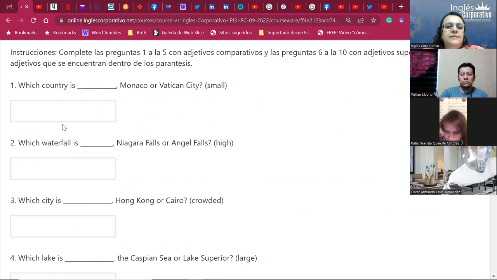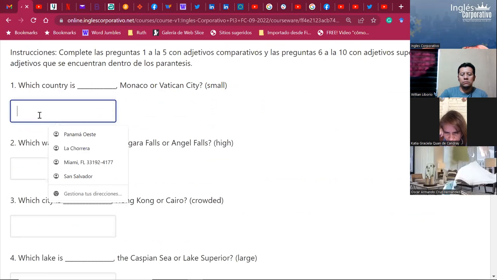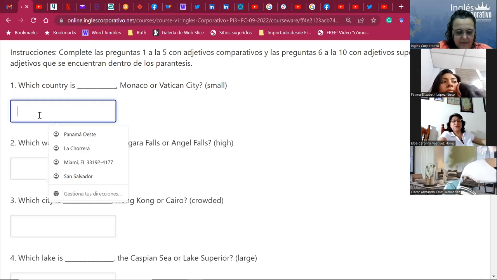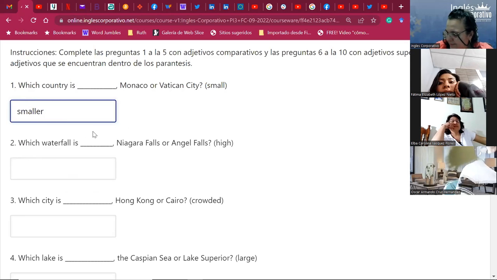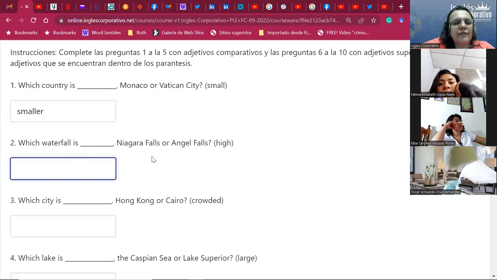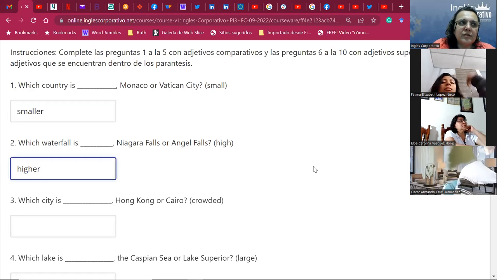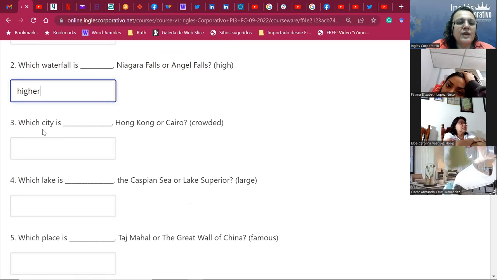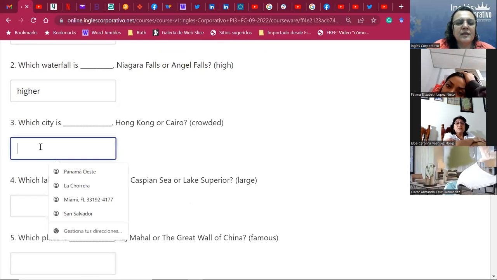Which country is smaller? Okay. Smaller than. Now, which waterfall is higher? Higher. We don't put than here because it's a question, not a comparative sentence, okay? Cuando sea pregunta, no vamos a poner el than, ¿verdad? Okay, teacher.